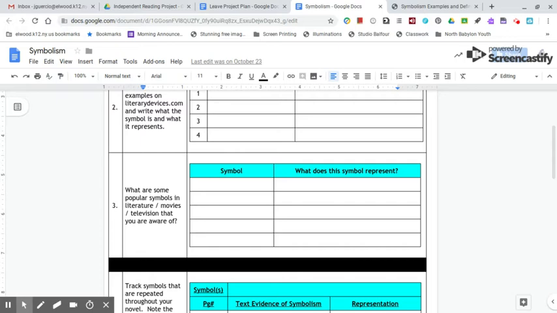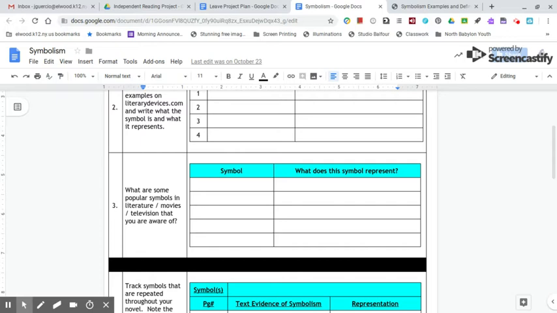Think about several other symbols that you are familiar with in TV or literature, movies. We see certain things all the time, and our brain automatically knows, oh, that represents that. So come up with some of those symbols and tell me what those represent. Let's say you should get at least 3. If you have to look stuff up, that's fine. I'm okay with that.